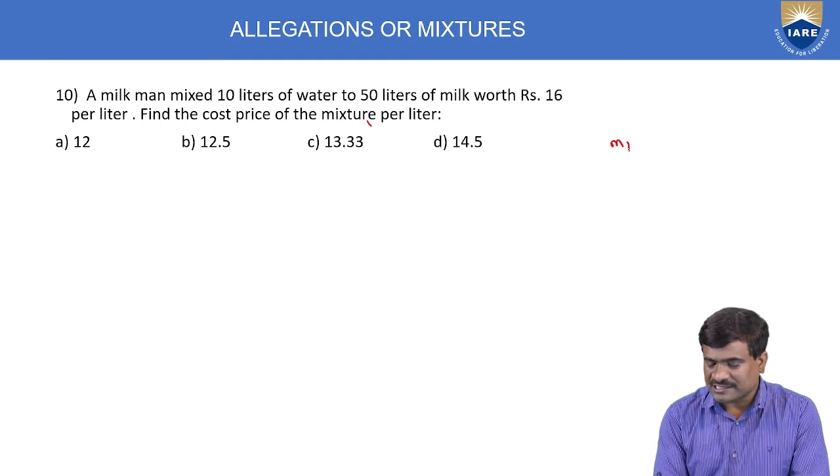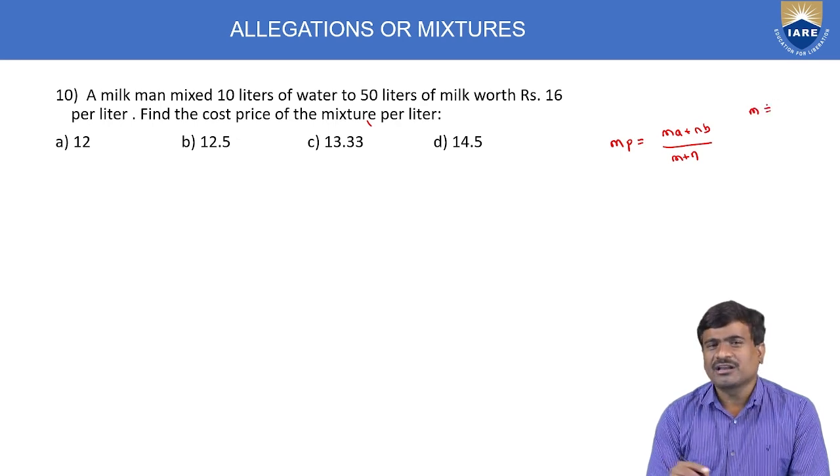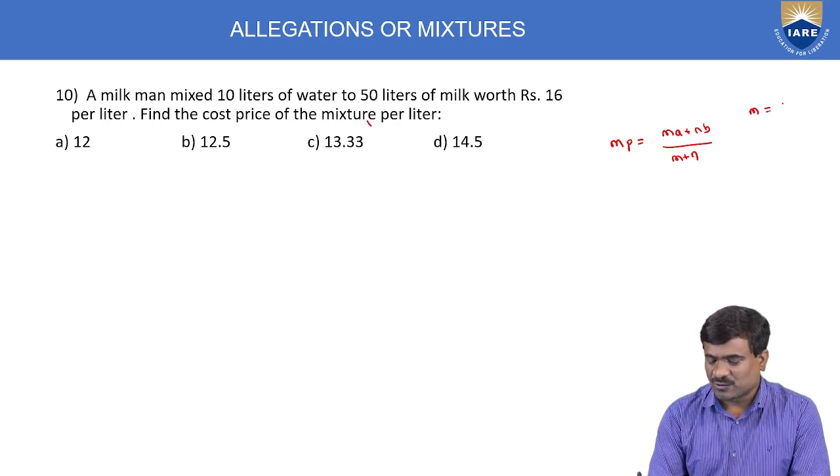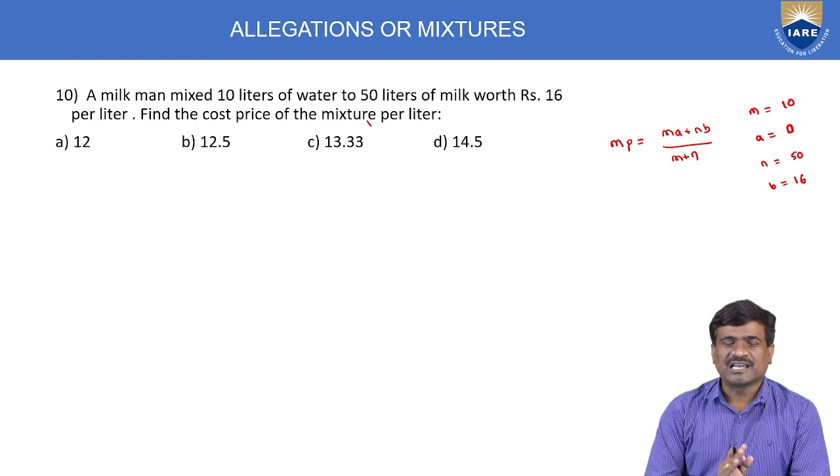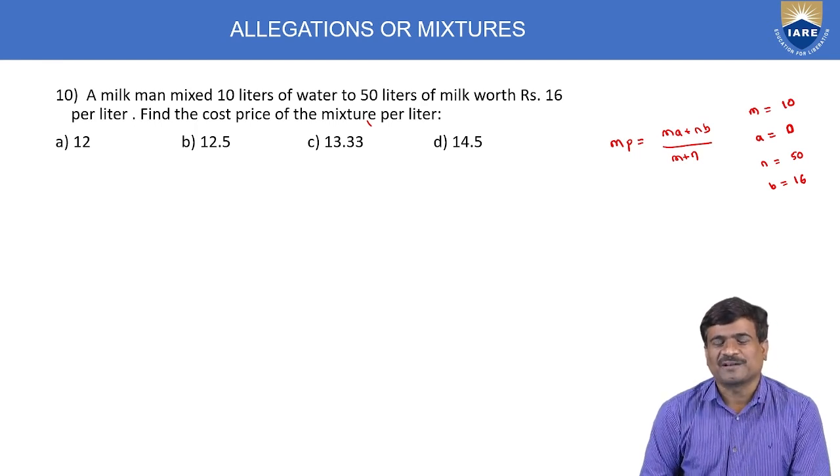Find the mixture price per liter. Mixture price is equal to (MA plus NB) by (M plus N), where M, quantity of water, is equal to 10. A, cost price of water, is not given, so assumption 0. N, quantity of milk, is 50. B, cost price of milk, is 16 per liter. This example's assumption is also important.